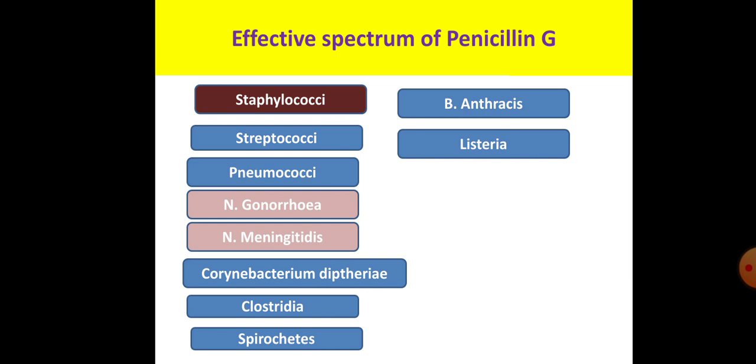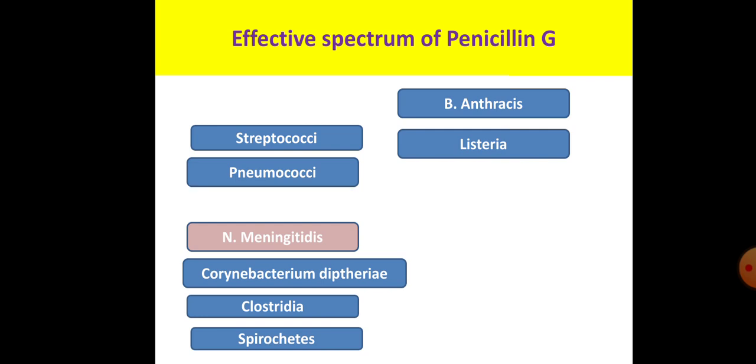Okay, now why have I shown the staphylococci in a dark brown color? Because initially the staphylococci were sensitive, but because of widespread use, resistance developed, and that's why staphylococci are now primarily not sensitive to penicillin G. In the same way, there are many penicillinase-producing Neisseria gonorrhoeae, and the same with Neisseria meningitidis.